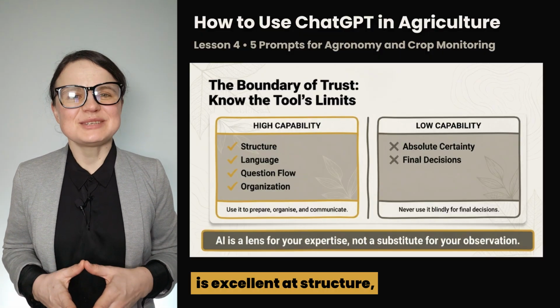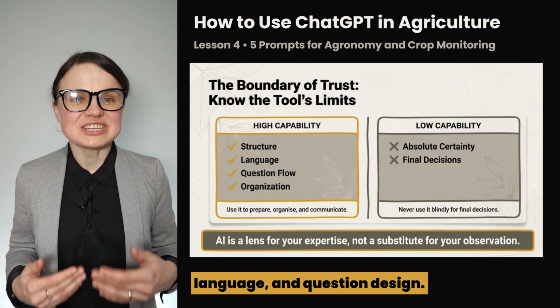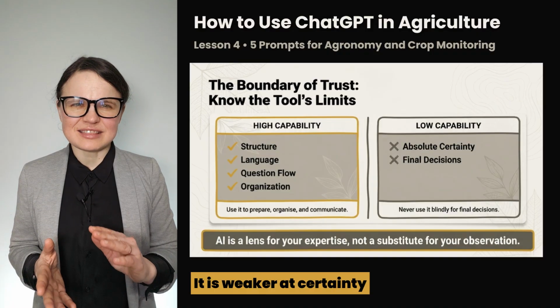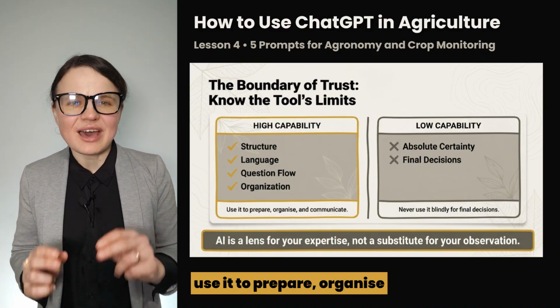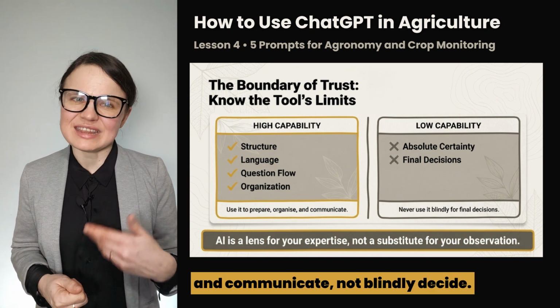For agronomy, ChatGPT is excellent at structure, language, and question design. It is weaker at certainty and some details, so use it to prepare, organize, and communicate, not blindly decide.